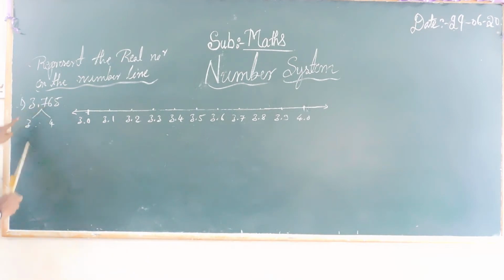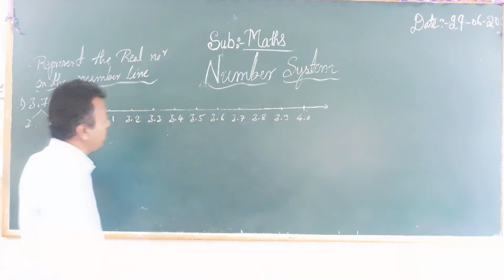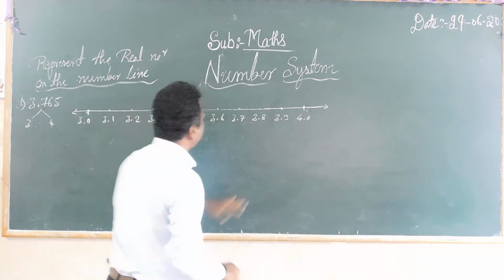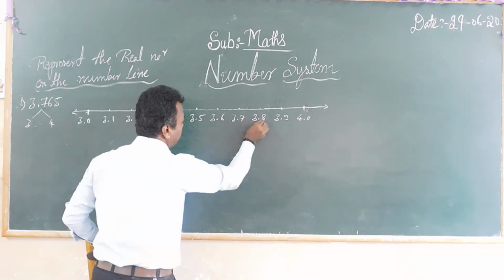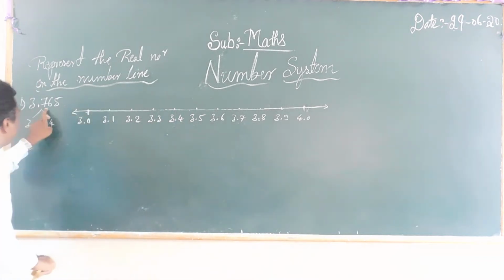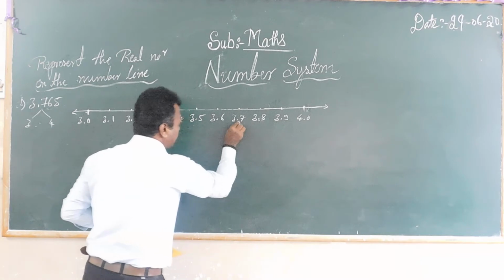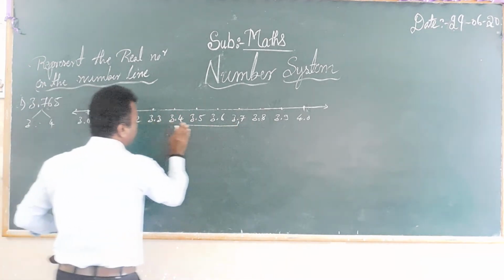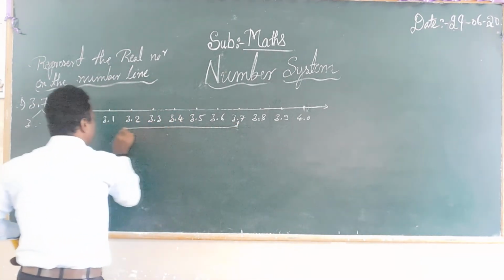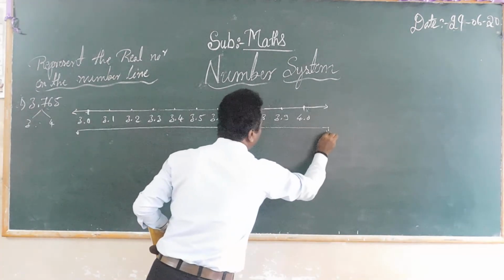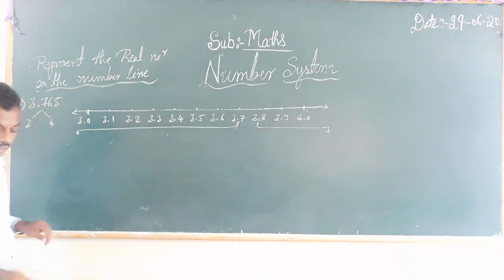Now 3.7 lies between 3 and 4. Then 3.76 lies between 3.7 and 3.8. So we have to write the real numbers in between 3.7 and 3.8.